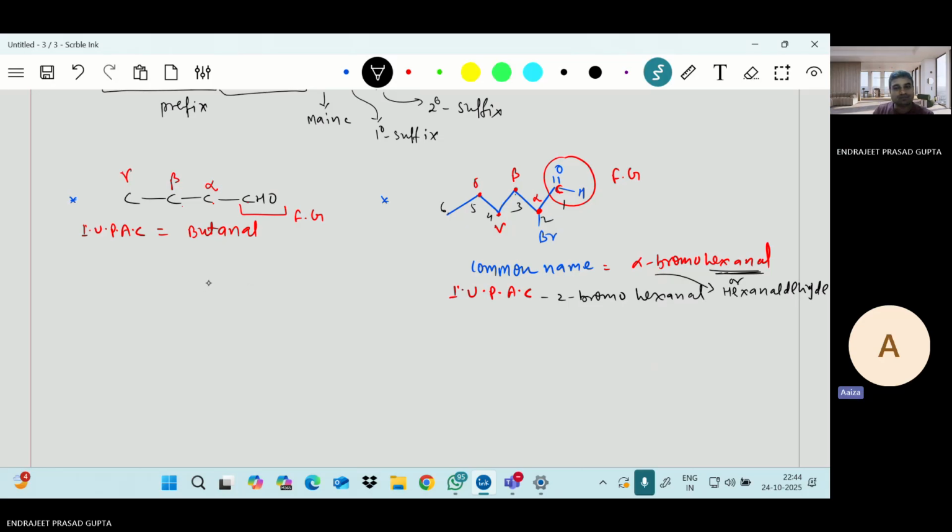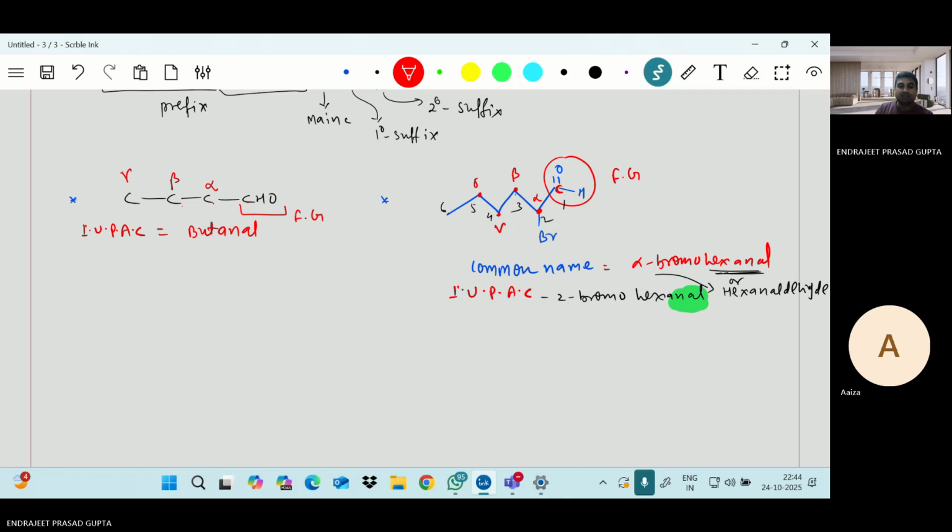In IUPAC we should only write AL, not aldehyde. No, I'm asking in case of IUPAC nomenclature: you can write AL, not aldehyde.